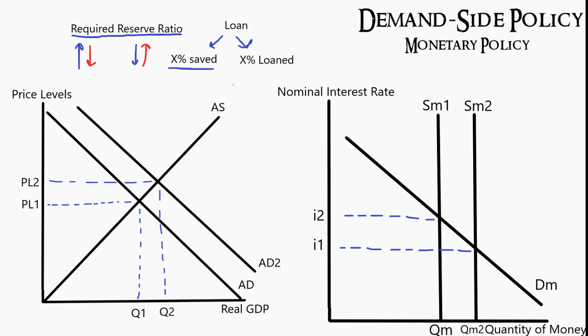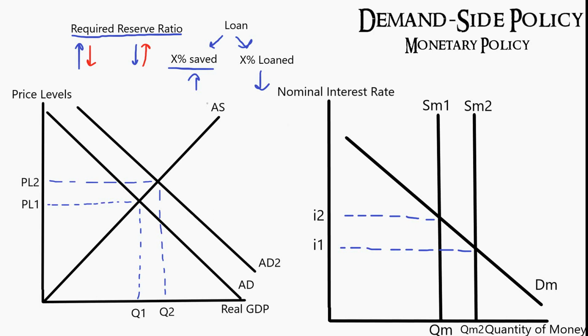And the reason that it going up will cause the supply of money to fall is because if this goes up, then the percentage loaned will go down, since they add up to 100%. So anytime the RRR goes up, the percentage loaned will go down. And if there's less money being loaned, there's a smaller supply of money in the economy, in the market. Banks are loaning less, so the supply of money will fall, and that is contractionary.